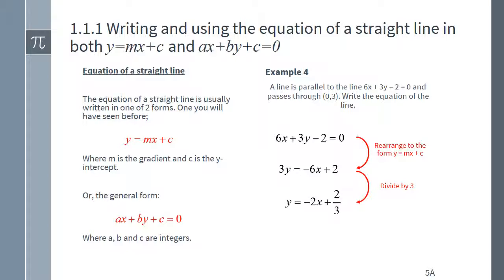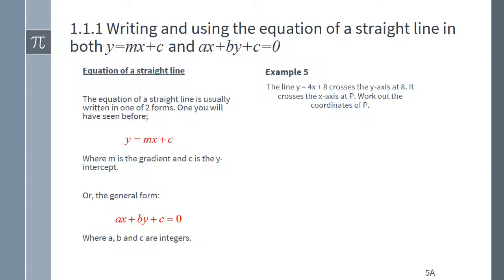So the parallel line will be y equals minus 2x plus something or another. It has to go through the point 0, 3, so the something or another must be 3. So y equals minus 2x plus 3 is the line that is parallel to the original.